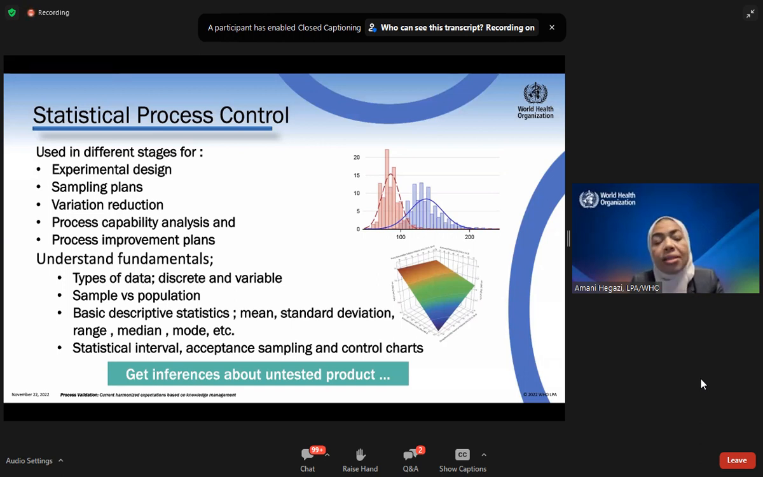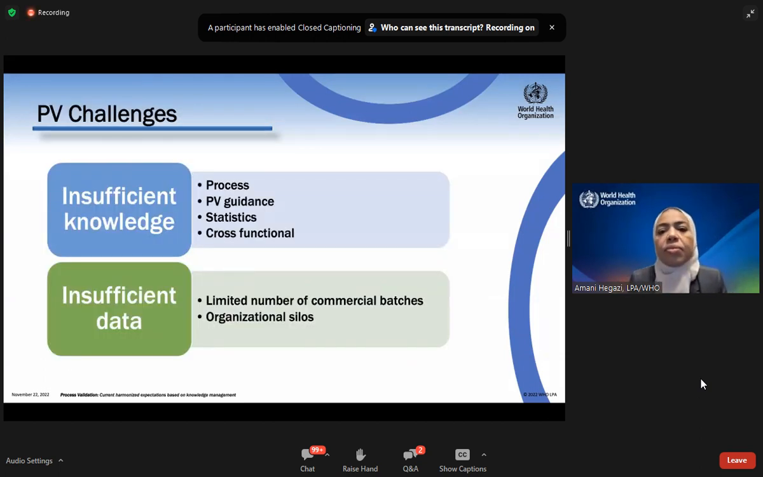The proper use of the statistical tool and statistical analysis on the appropriate type of data allows you to get inferences about the untested product. So ultimately, we conclude that all units of the batch are meeting the specification based on the number of collected samples. So these samples and those statistical analyses need to be appropriate and as accurate as we can, so that we can give a proper inference about the untested units.